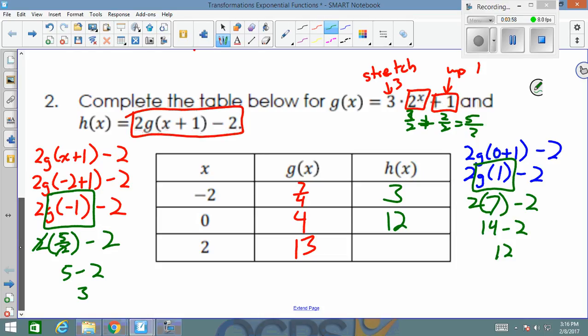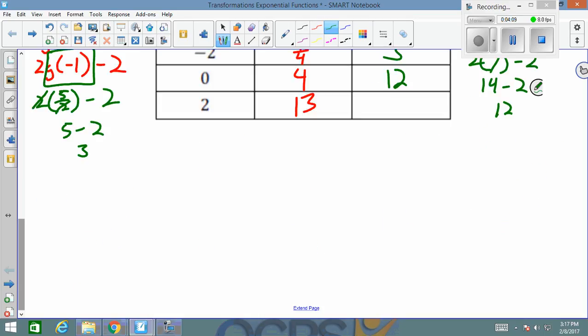Then we would do it again for the next one. So if I put 2 into that, it would be g at 3. So 2 to the third is 8. 8 times 3 is 24. 24 plus 1 is 25. So we're basically finding 2 times 25 minus 2, so it's 50 minus 2, which is 48.